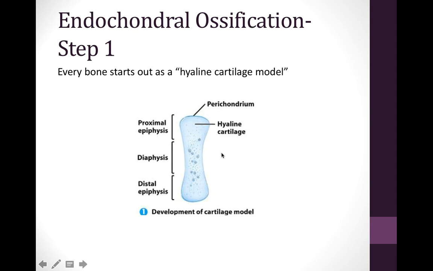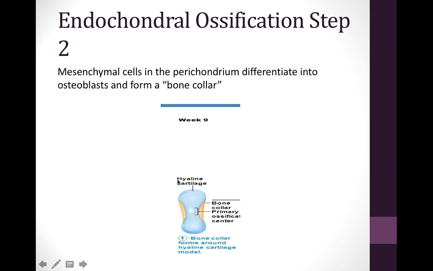If you look at this picture right here, this whole bone, or what will be a bone, starts out as just hyaline cartilage. But notice it's in the shape of a bone. It still has the epiphyses on the ends and the diaphysis in the middle. Then it has a membrane around it called the perichondrium. We talked about a periosteum, the membrane around the bone. The membrane around cartilage is called a perichondrium. So this is step one. Nothing's really happened yet.